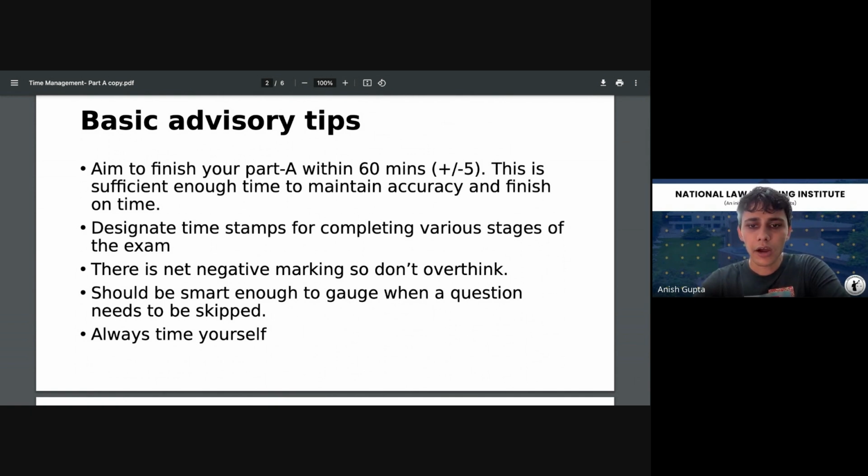Now, how do you then go about using these 60 minutes to finish your part A? The first thing to keep in mind, and this is if you are just starting or if you're attempting any competitive exam for the first time, and if you don't have any experience with attempting a competitive exam, you should always have some timestamps to evaluate or assess how well you have done time-wise as you're attempting the paper.